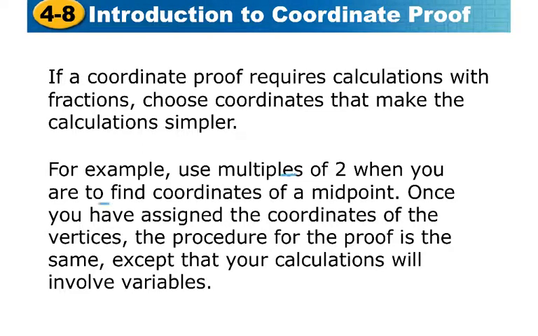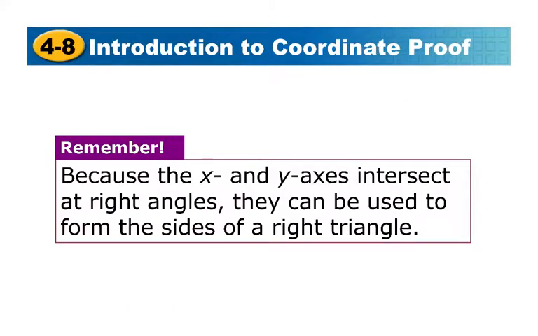Multiples of 2 are always helpful when you are finding the coordinates of a midpoint. So if you have a distance and you're going to end up finding a midpoint, make it 2m or 2x length. Once you've assigned the coordinates of the vertices, the procedure for the proof is the same, except that your calculations will involve variables. And of course it'll feel a little more stressful in the math because you can't really simplify much. But it's okay. Remember, because the x and y axes intersect at right angles, they can be used to form the sides of a right triangle, but not necessarily any other triangle.